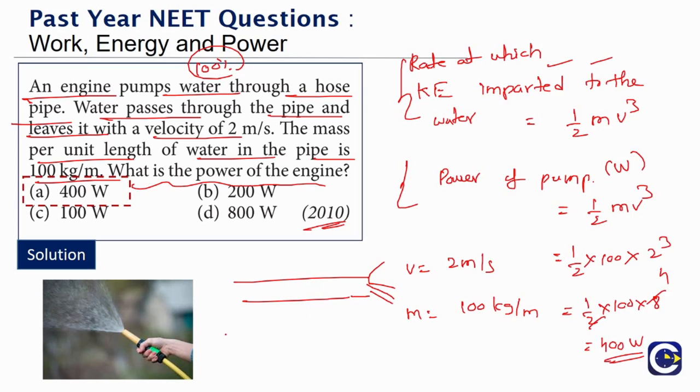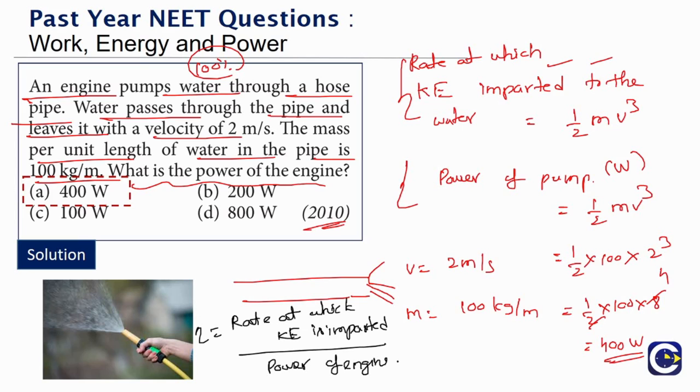In that case, what will we do? We'll define something called the efficiency factor. So the efficiency factor will be the rate at which kinetic energy is imparted to the water divided by the electrical power of the engine or the pump.